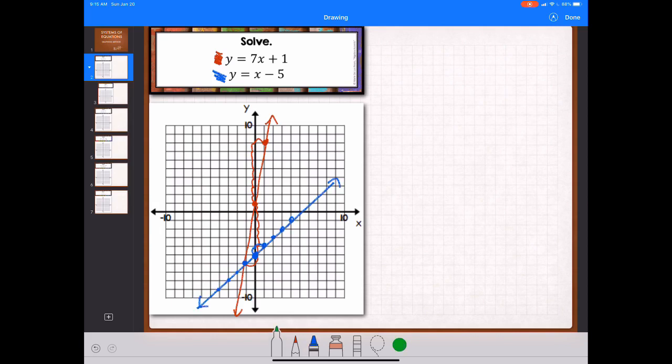And what you're looking for is where the lines intersect, where the lines meet. So they meet right there, and that's where the solution is. So my solution is at negative 1, negative 6. So where the lines meet is the solution to the system.